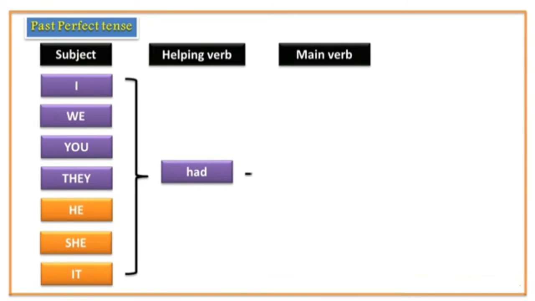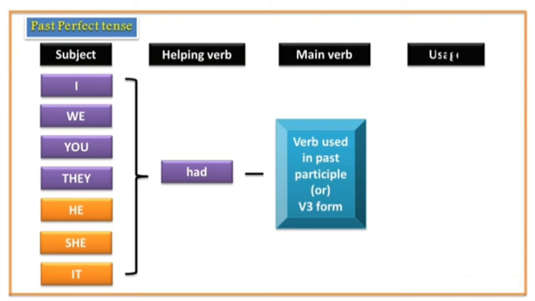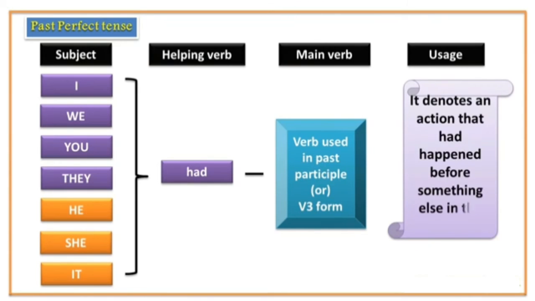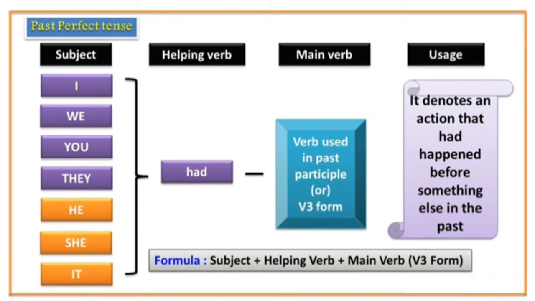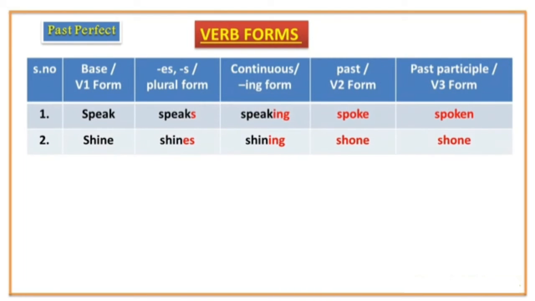Past perfect tense is used to express that something had happened before another action took place. If two actions had happened in the past, the earlier action must be written in the past perfect tense and the second action in the simple past tense. Look at the following examples.